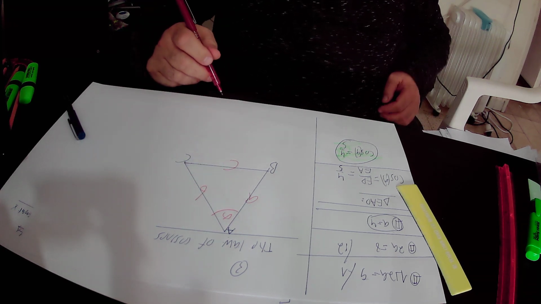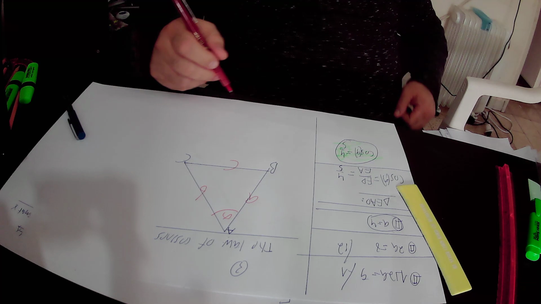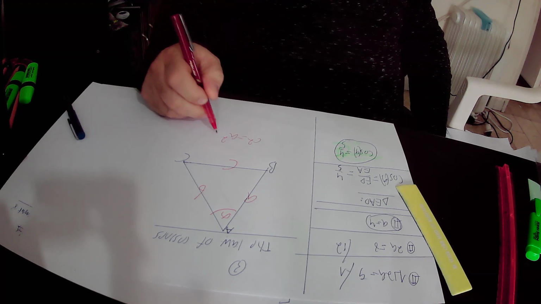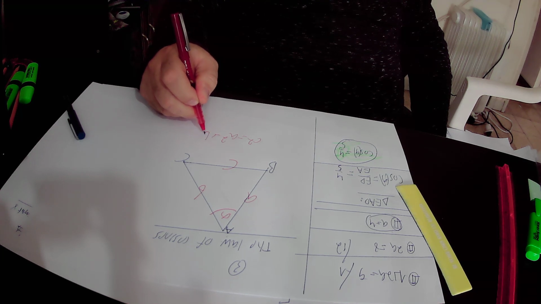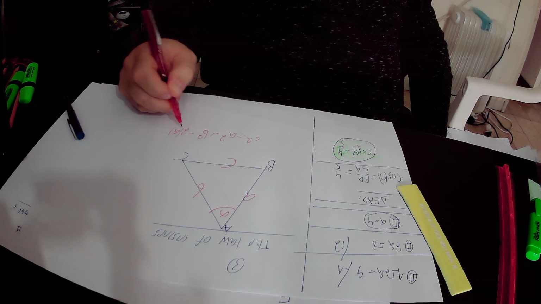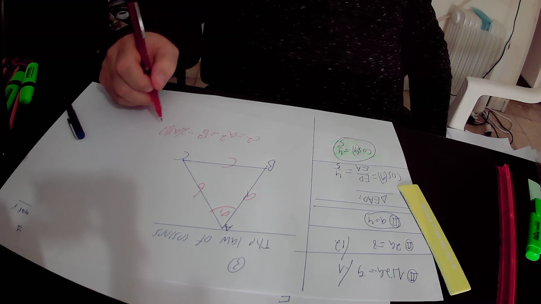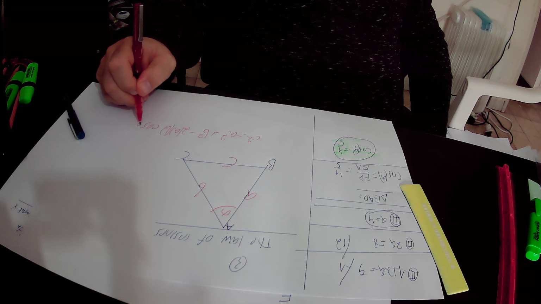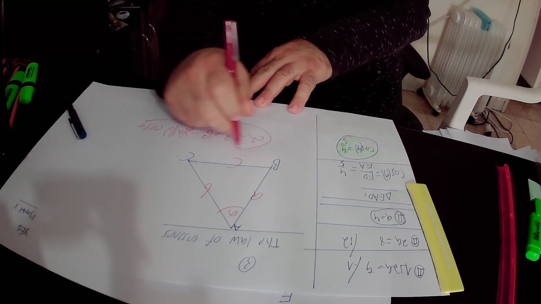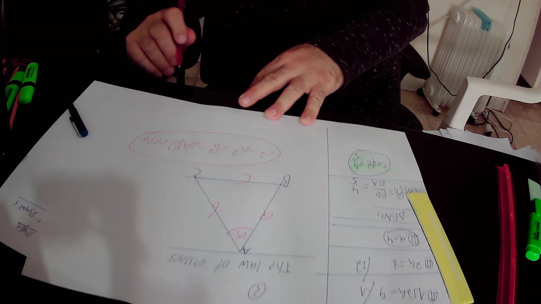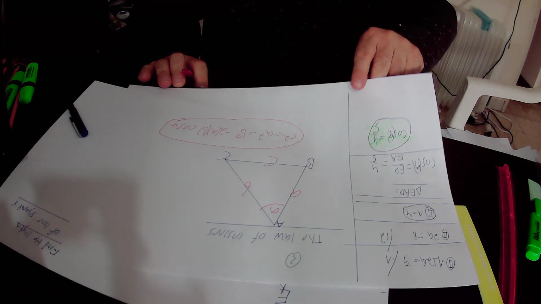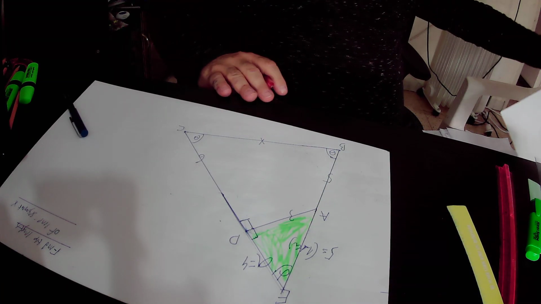Then, according to the law of cosines, C squared equals A squared plus B squared minus 2 times A times B times cosine alpha. Okay, this equation is true in any triangle. So we'll implement the law of cosines in our triangle, triangle EBC. This triangle.